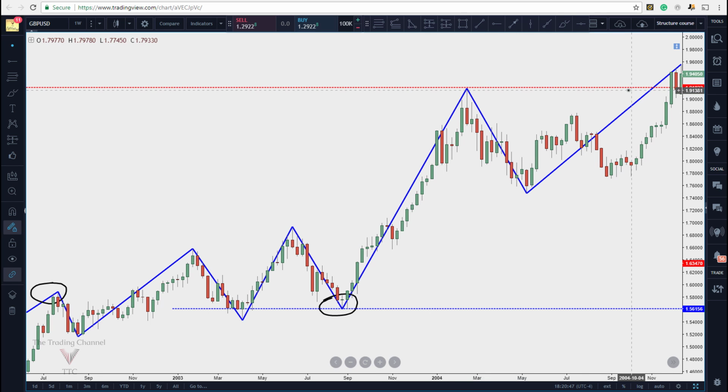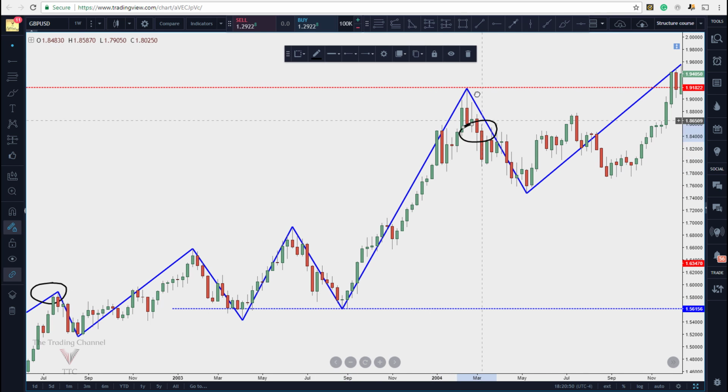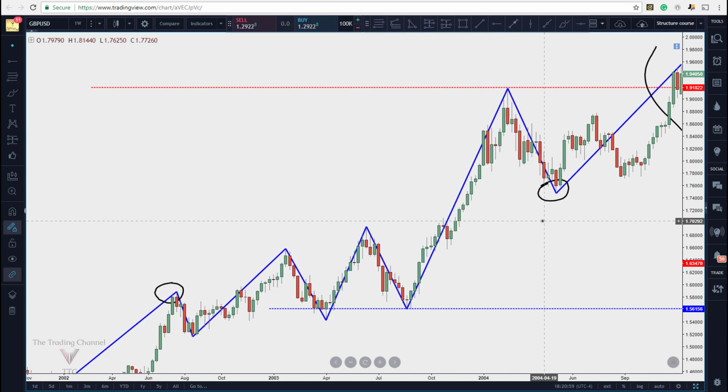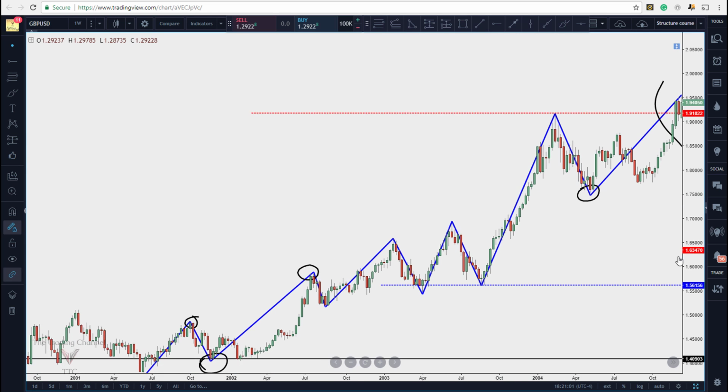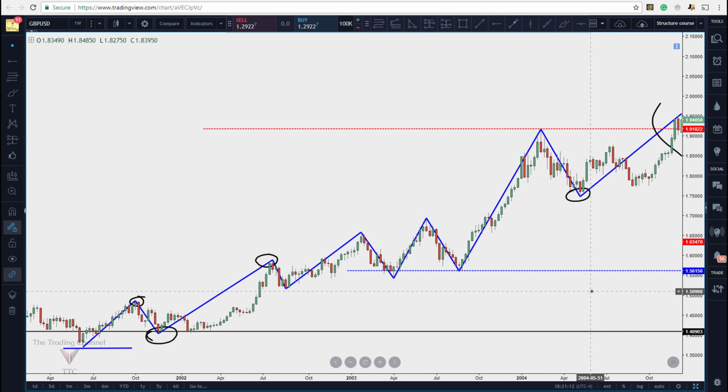Now that we have a break and close above this higher high here on this edge of the chart, we can consider this our new higher low, and so on and so forth, guys. So that's a completely objective way to identify trend and to start understanding structure. This is just how the market moves, guys.